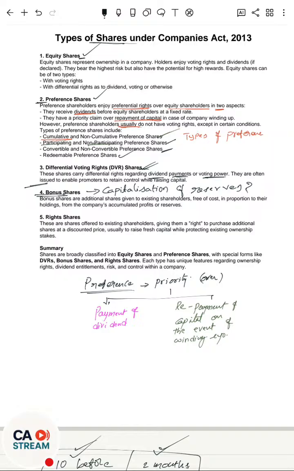Okay, we will continue with what you mean by the bonus shares, that means the capitalization of the reserves, in tomorrow's session. Thank you.